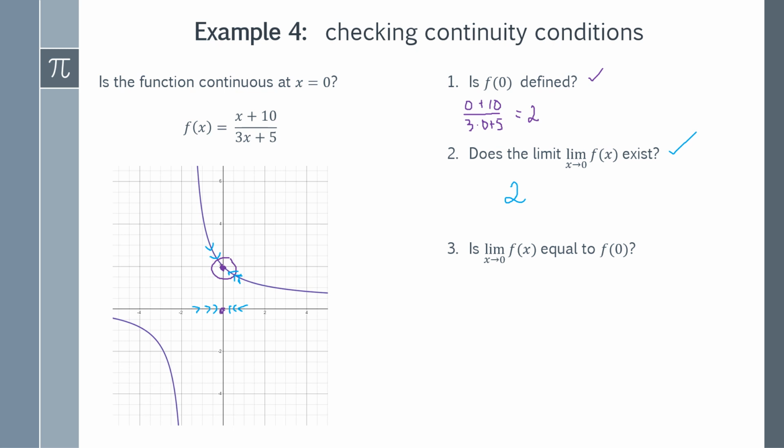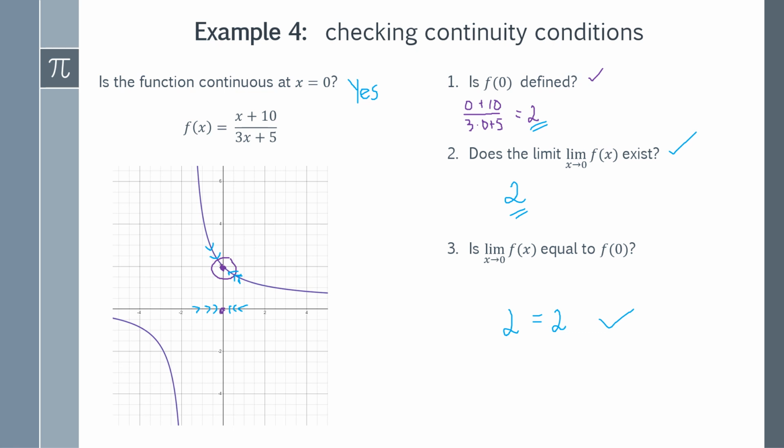Well, the last thing that we need to check is whether the limit is equal to the value of the function at that point. And yes, 2 is equal to 2. This 2 right here and this 2 right here, this is what we're checking. These values are the same, so we now conclude that yes, this function is of course continuous at x is equal to 0.